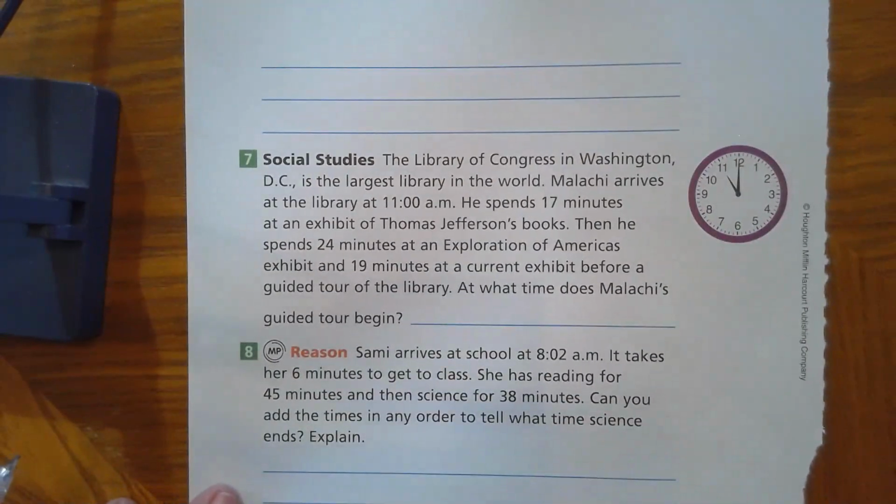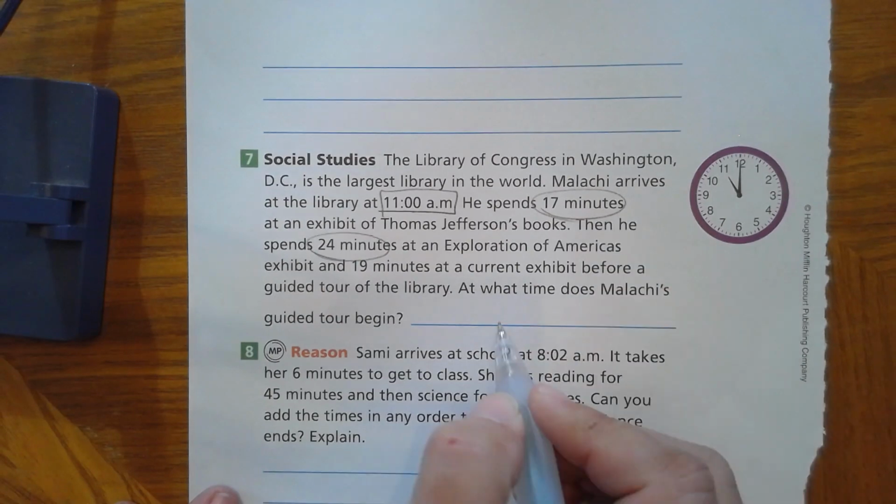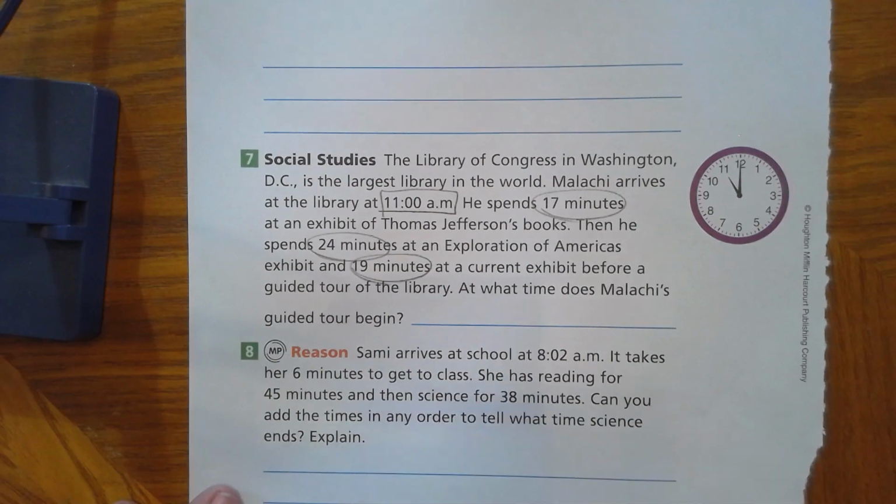The Library of Congress in Washington, D.C. is the largest library in the world. Now, Malachi arrives at the library. He spends 17 minutes at an exhibit about Thomas Jefferson. Then he spends 24 minutes at an Exploration of America's exhibit and 19 minutes at a current exhibit before the guided tour of the library. At what time does this tour start? So he got there at 11. 17 minutes he spent at Thomas Jefferson, 24 minutes at the Exploration of America, then 19 minutes at a current exhibit. So you've got to take all that into consideration.